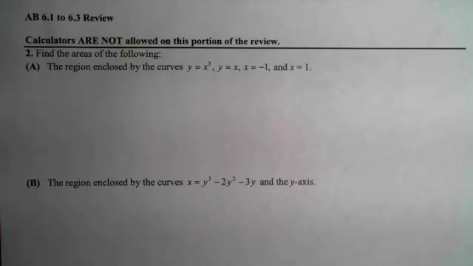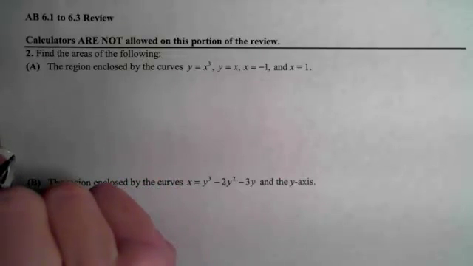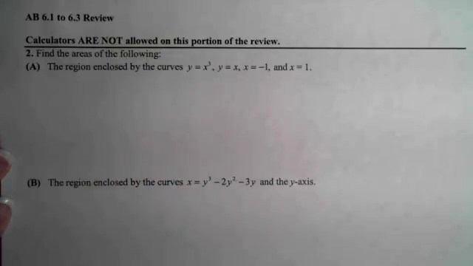This is the 6-1 to 6-3 review. Calculators are not allowed, and it's number 2. On this one, we are finding areas between curves. So this is a 6-1 problem. First part says the region enclosed by the curves y equals x cubed, y equals x, x equals -1, and x equals +1. So our first goal is to draw the picture.